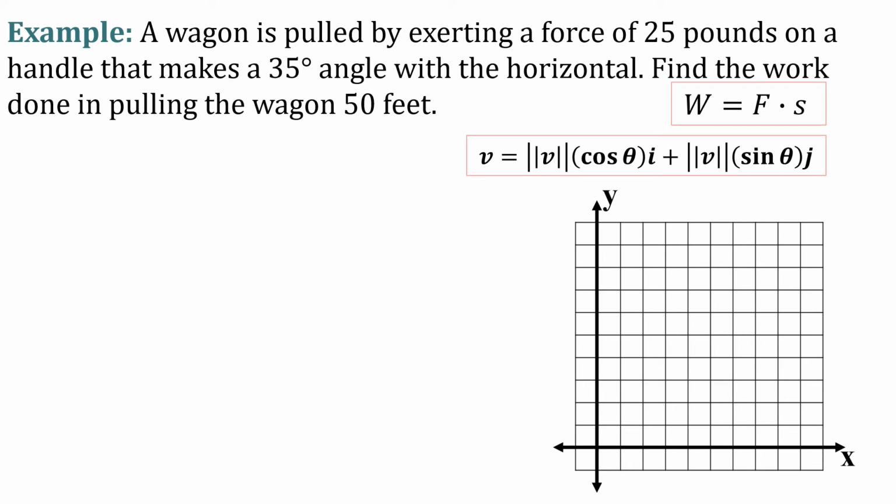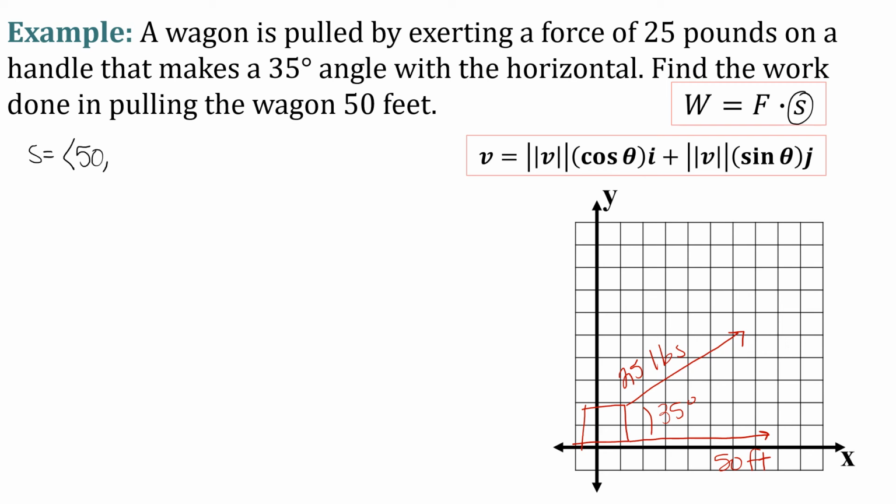We know that there is a wagon, and it's being pulled a total of 50 feet. It's being pulled with a force of 25 pounds, and the angle is 35 degrees. Okay, so the distance that it's being pulled, if S is distance, it's being pulled 50 feet. So 50 across the horizontal.